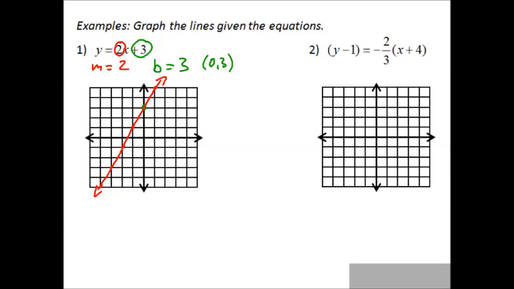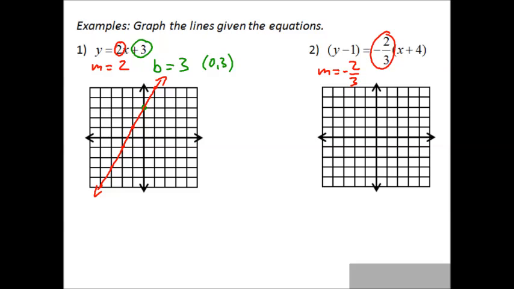Let's look at our next equation. This equation is in point slope form. So let's first get our slope. It's always in this place that we expect it to be. M is equal to negative 2 over 3.